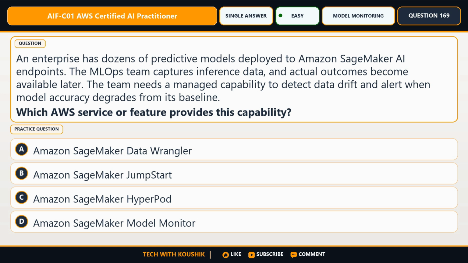Compare the options by fit, not by familiarity. Consider option A, Amazon SageMaker Data Wrangler. Consider option B, Amazon SageMaker Jumpstart. Consider option C, Amazon SageMaker Hyperpod. Consider option D, Amazon SageMaker Model Monitor.